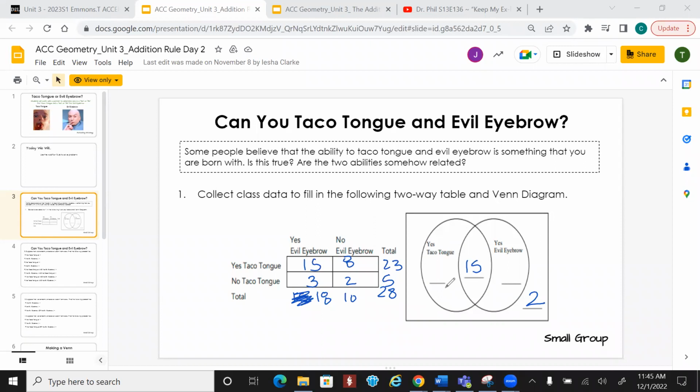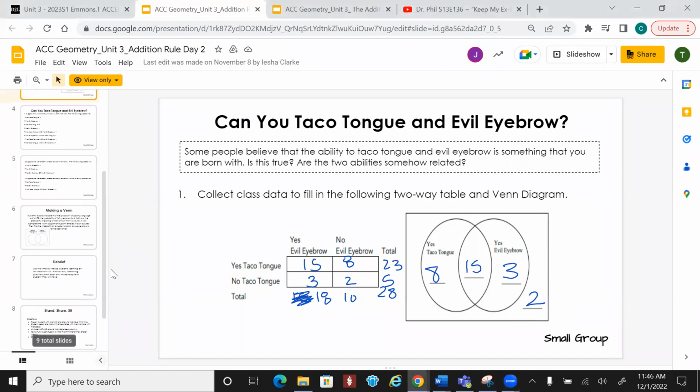And then how many can taco tongue? Okay. But of those 23 people, how many were yes, taco tongue, but no evil eyebrow? Okay. And then over here, how many were yes, evil eyebrow, but no taco tongue? 3. Okay, that's how you would fill in a Venn diagram. So notice how the numbers are very similar, but they're located in different places. Okay, great. So you're going to need this information before the next page.